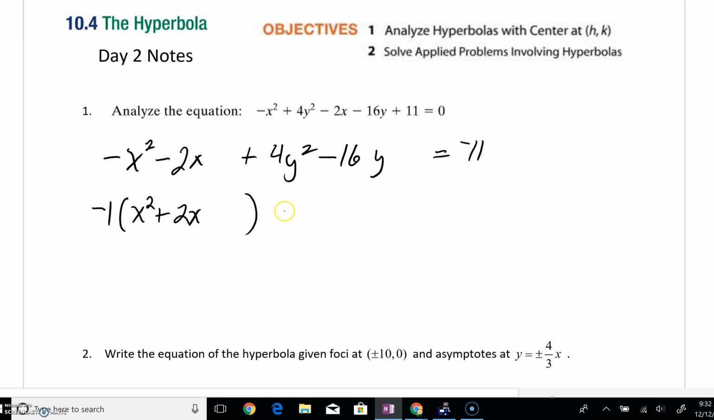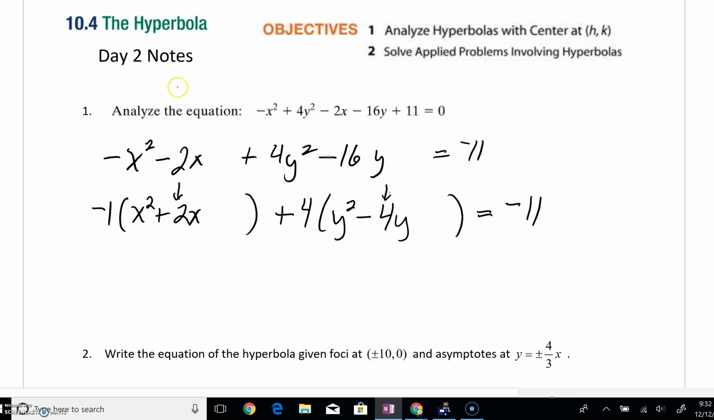For my second grouping, I'm going to factor out a 4. And then we'll have 4 outside. We'll have y squared minus a 4y. And then over here is negative 11. What you're going to have to do is complete the square. We've been doing this all unit long.